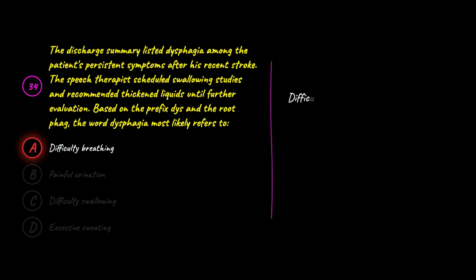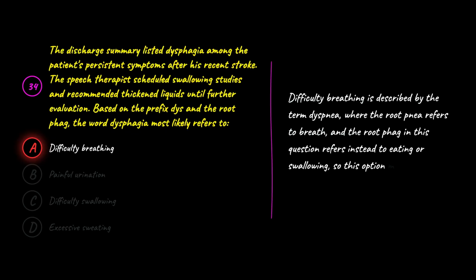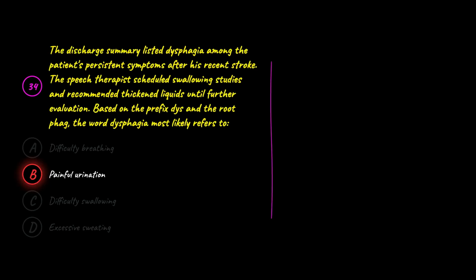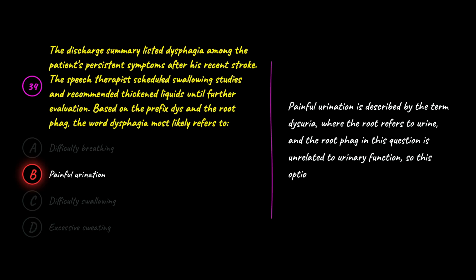A is wrong because difficulty breathing is described by the term dyspnea, where the root pnea refers to breath, and the root in this question refers instead to eating or swallowing. So this option misses the relevant root. B is wrong because painful urination is described by the term dysuria, where the root refers to urine, and the root in this question is unrelated to urinary function. So this option misses the actual word part used.